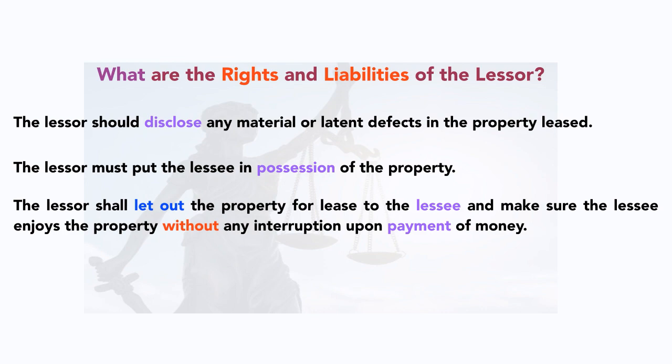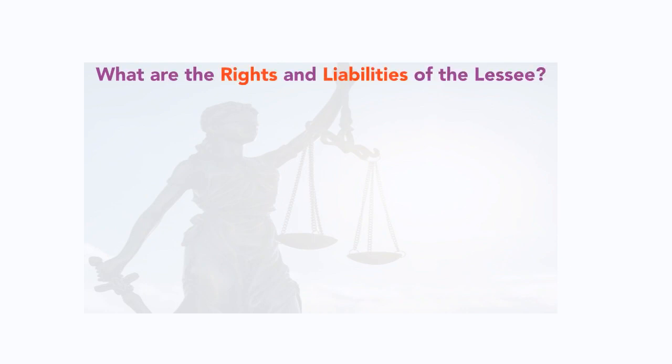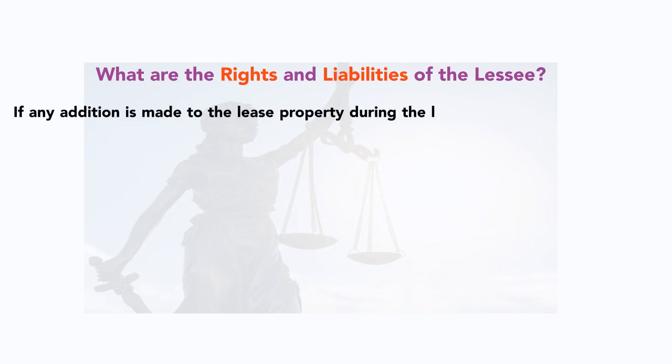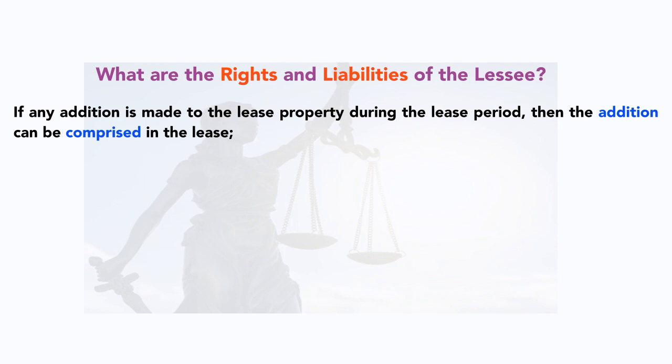Now, the next point is, what are the rights and liabilities of the lessee? If any addition is made to the lease property during the leased period, then the addition can be comprised in the lease. So, this point is saying that if you want to add certain things in the lease, that has to be incorporated in the agreement in the beginning itself. It's not that you give certain terms and conditions in the beginning and later on you put some additional circumstances or terms and conditions that may be acceptable or not. So, the lessee is not supposed to accept any terms and conditions in the middle of the lease.